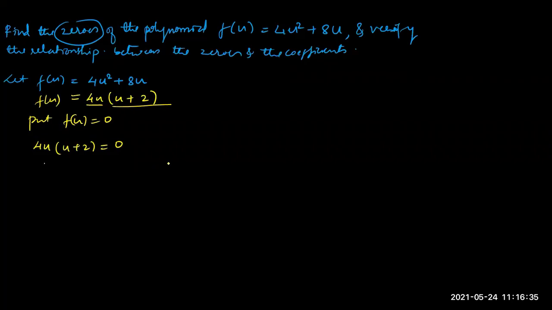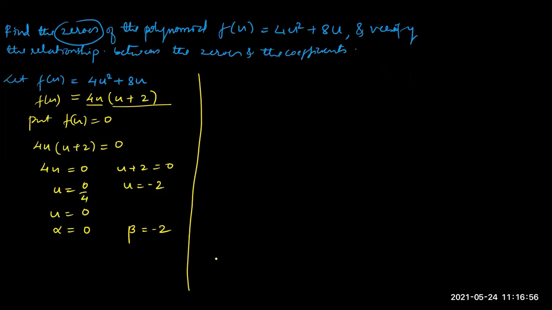Now 4u is equal to 0, and u plus 2 is equal to 0. So u is equal to 0 by 4, that is u is equal to 0, and u is equal to minus 2. So alpha is equal to 0 and beta is equal to minus 2. So these are the two zeros.